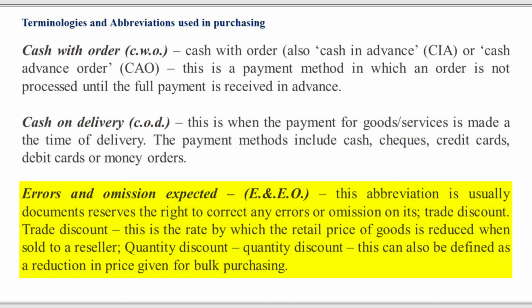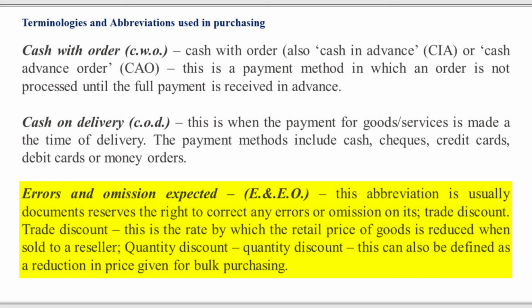Errors and omissions expected, or E&OE. This abbreviation usually means documents reserve the right to correct any errors or omissions. Trade discount. Trade discount is the rate by which the retail price of goods is reduced when sold to a reseller.